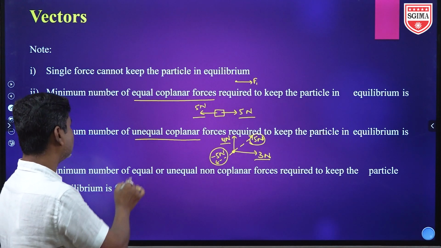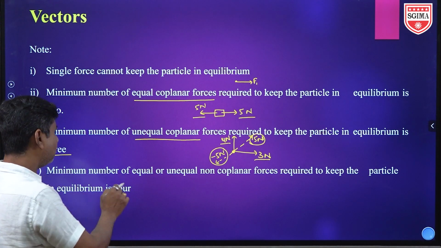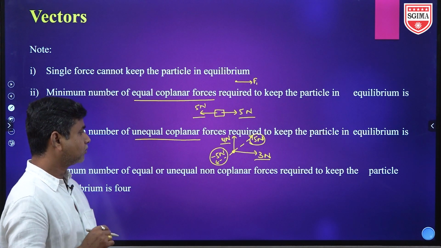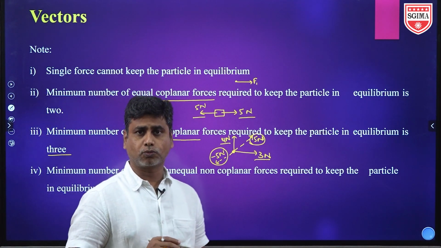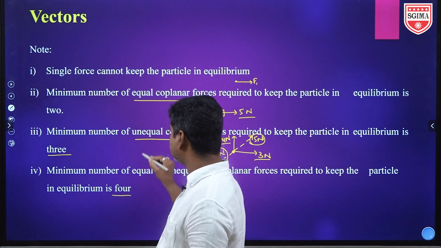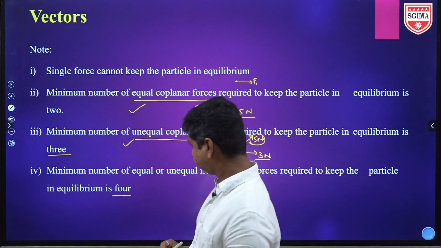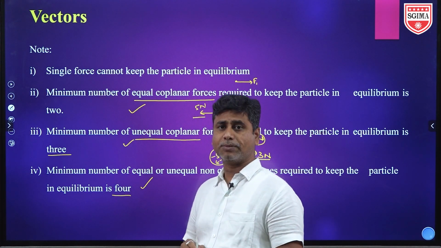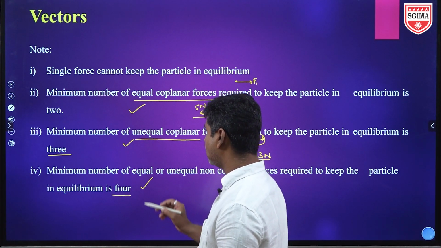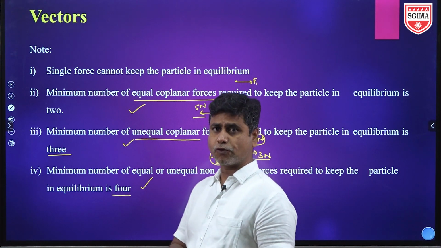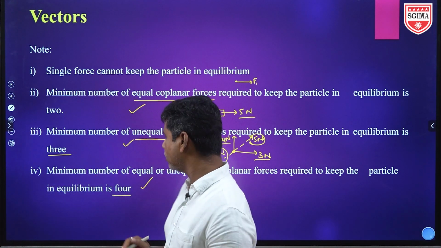Minimum 3 forces are required when unequal coplanar forces are acting on a body. Next, the minimum number of equal or unequal non-coplanar forces required to keep the particle in equilibrium is 4. In space it can be in a 2-dimensional plane or a linear direction, but it can also be taken as 3-dimensional space, a 3-dimensional coordinate system. So for equal or unequal forces to keep the particle at equilibrium, a minimum of 4 forces will be required.